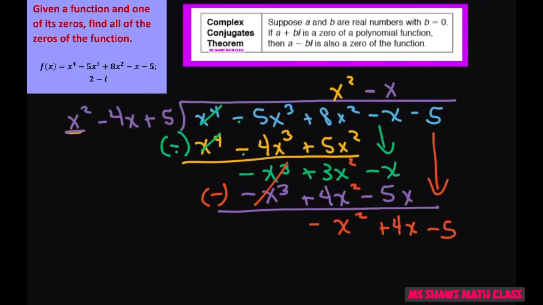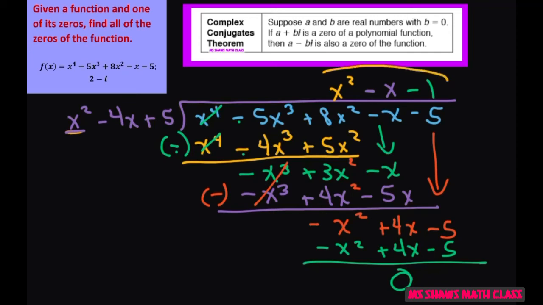And one more time. So basically, we need a negative x squared, so we're going to do negative 1. And so that's negative x squared plus 4x minus 5, and that gives us our 0. All right. So basically, this is the other factor. Now, this can't be factored, so we're going to have to use the quadratic formula on this.